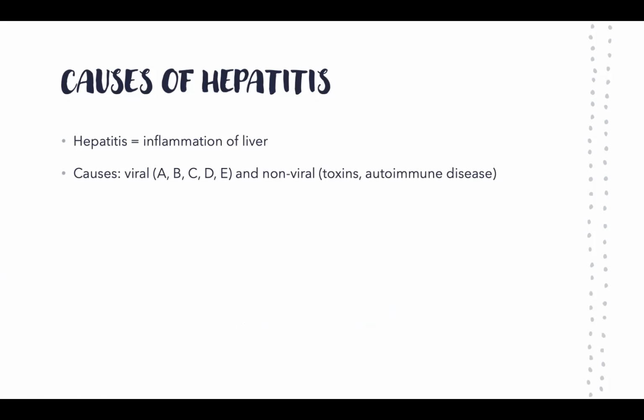So what are the causes of hepatitis? There are a number of different causes. They could be viral causes or non-viral causes. Viral includes hepatitis A to E, and there are other viral conditions as well. And non-virals, just to list two, are toxins and autoimmune.